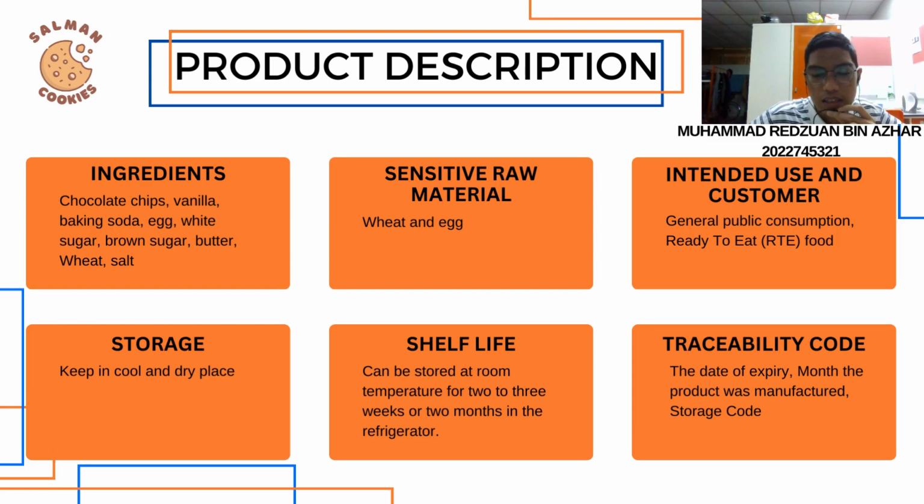Lastly is the traceability code. This is important so that, for example, if we need to recall our products, we can use the information of the traceability code. In our products, the traceability codes are the date of expiry, the month the product was manufactured, and the storage code. That's all.